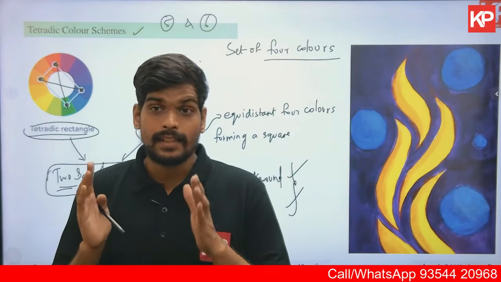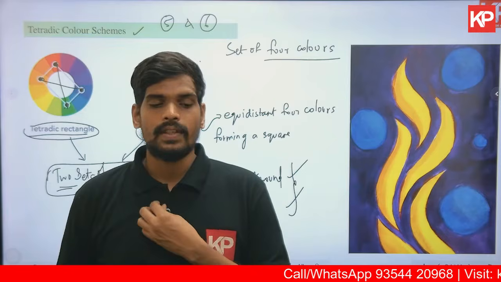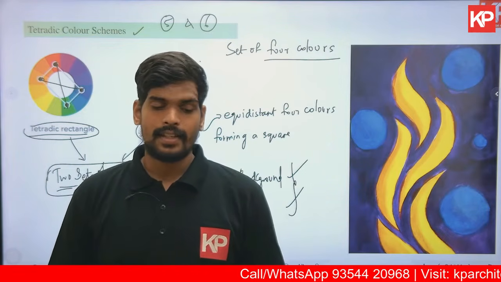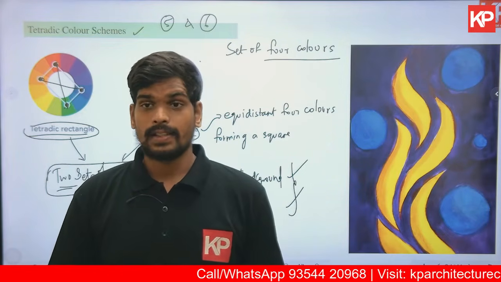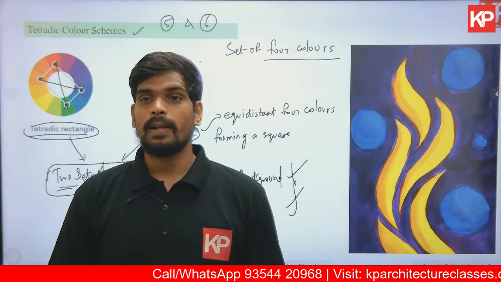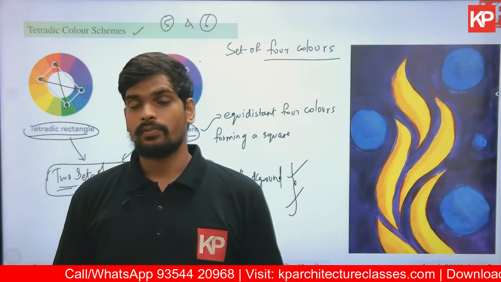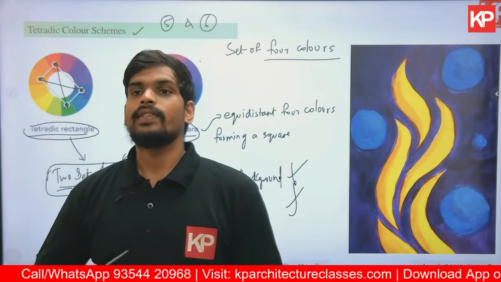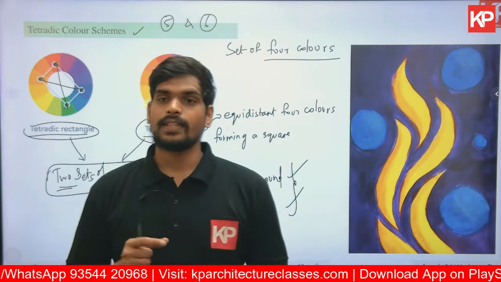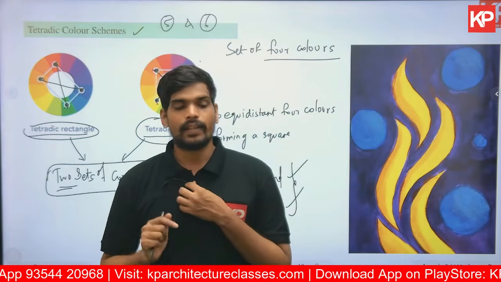So we have discussed 6 types of color schemes till now. First we studied the complementary color scheme. Second, the analogous color scheme. Third, the split complementary color scheme. Fourth, the triadic color scheme, which forms an equilateral triangle. Fifth and sixth, the tetradic color scheme, which is the tetradic rectangle and tetradic square color scheme.